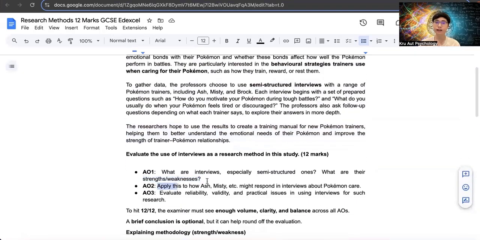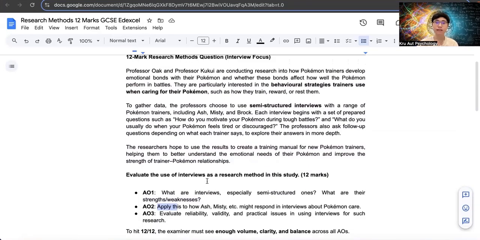AO2 applies to the characters, to the people in this scenario. So we have Ash, Misty, and Brock as well. So don't forget him. How might they respond to interviews about this topic? We need to be specific to the topic, not just say interviews are used, or semi-structured interviews are used. No, not just say they are used, not just say what it is. We need to link that to be specific enough in AO2, and that's the applying strategy.